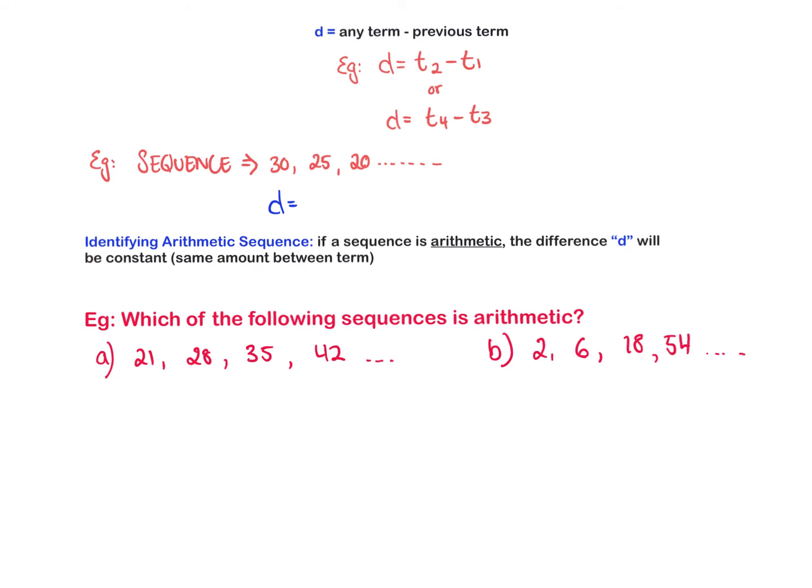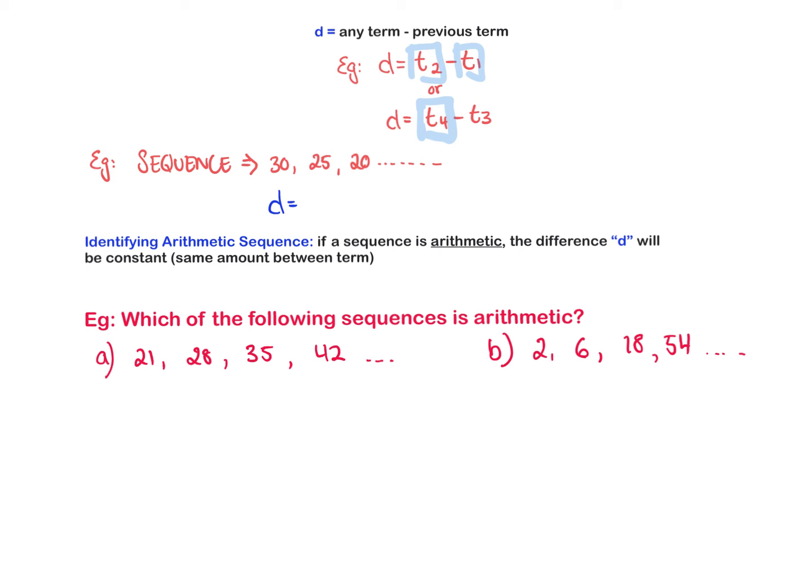Okay, so we can also write it as, if I take term 2 and I subtract term 1, I'll get the common difference, and as we just saw before, you can take it later on in the sequence. If it's arithmetic, it'd be the same.